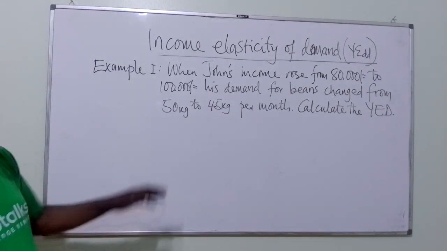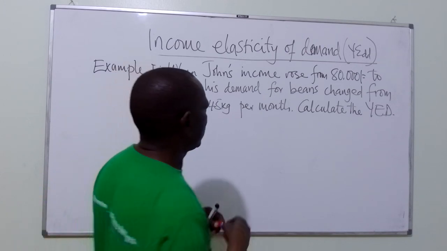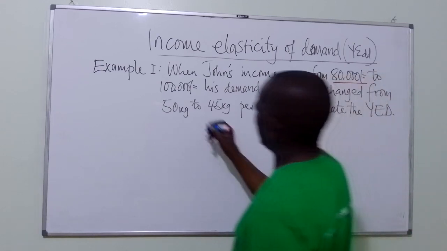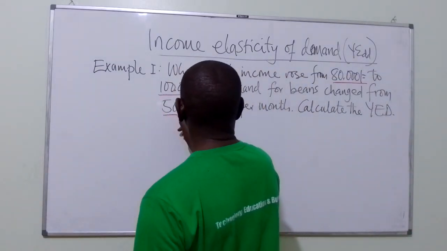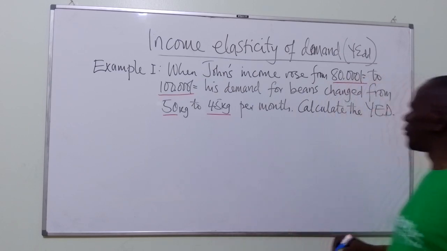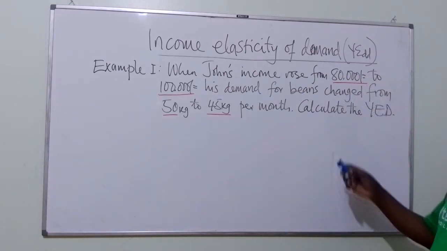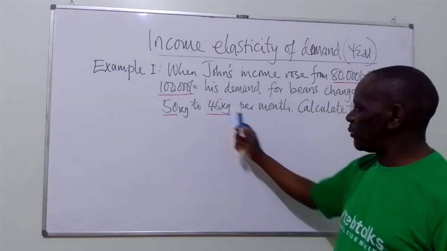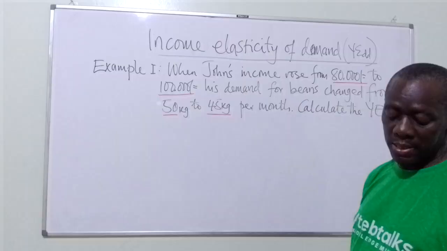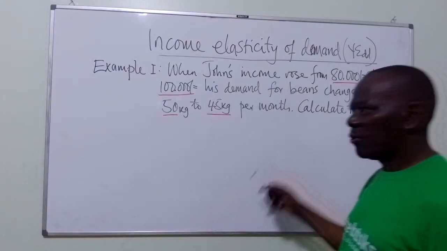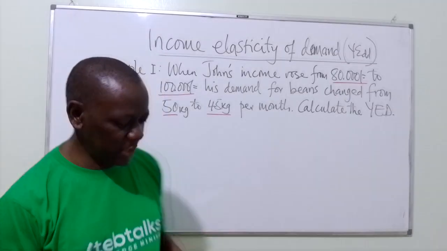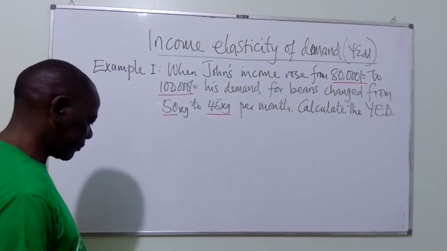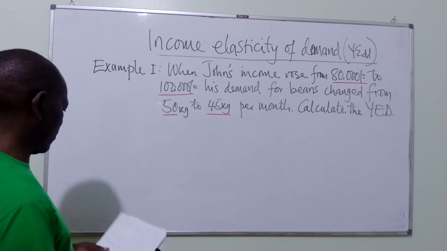So we are going to see the key areas that we consider here. 80 moving to 100, 50 moving to this. So we want to find out what is the income elasticity of demand when the income has increased and we are seeing a drop in the demand of the commodity. So we say, what is the nature of this commodity? So let's look at the figures which we are supposed to calculate.